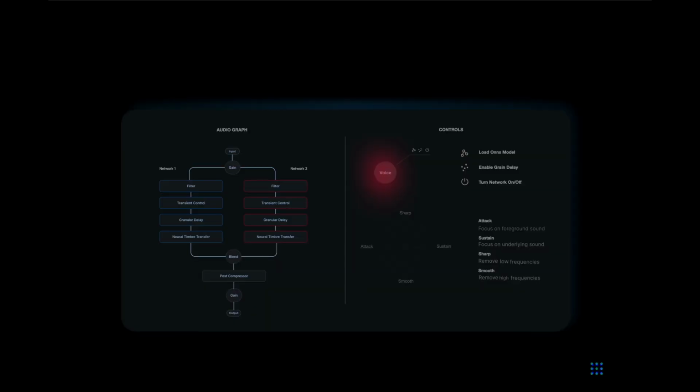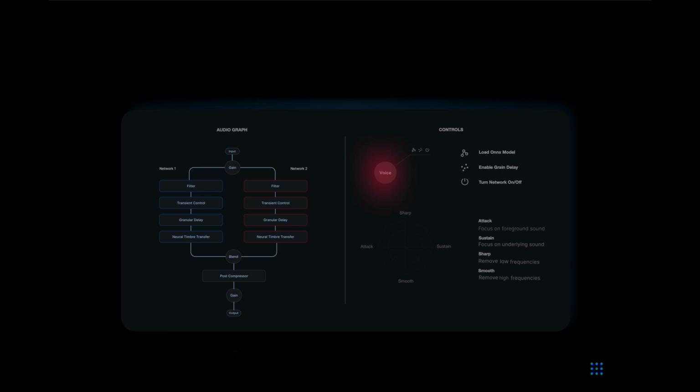But how does the plugin work? As you can see on the left-hand side, the audio is received by the plugin and leveled before branching out into independent signal flows. The signal flow encompasses a filter, a transient control, a granular delay, and finally the neural timbre transfer is applied. The output from both of the networks is then blended, compressed, once again leveled before dispatching from the plugin.